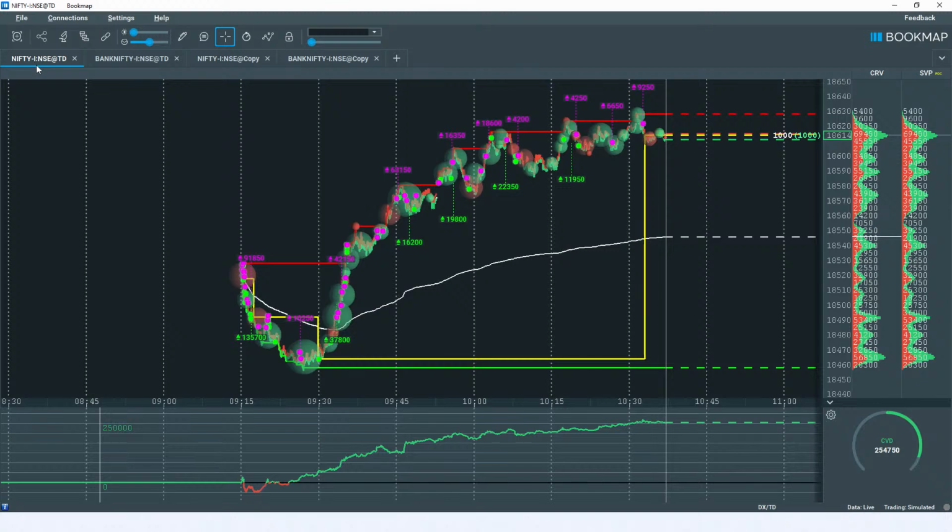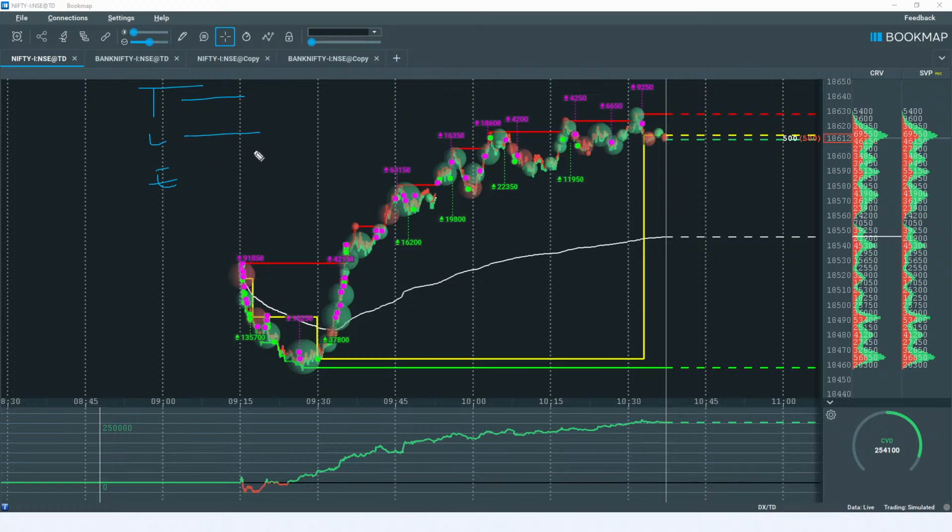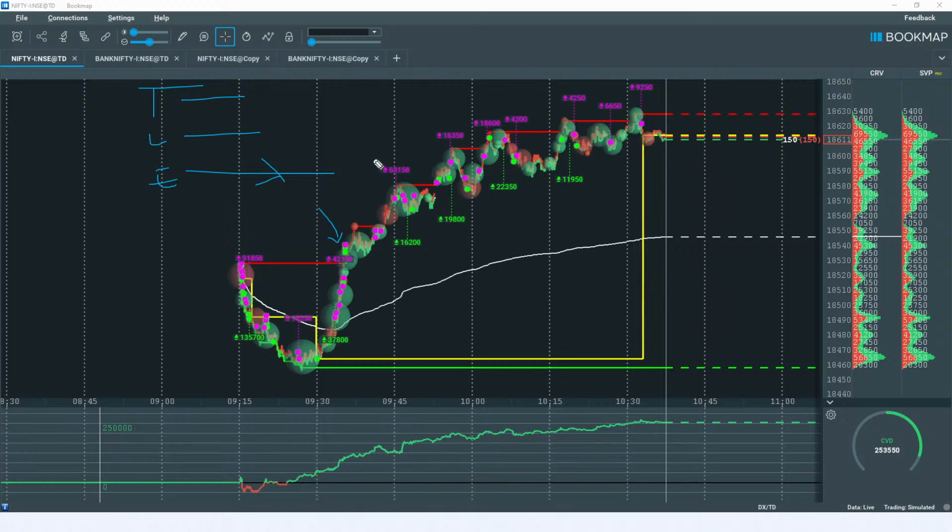Let me recall our information. So far we have discussed the time frame, the framework, TLE, where we identify the trend in the first place, and then we identify the desirable locations in the form of support and resistances, previous day high, previous day low. Then we get into the entry and exit part by using the order flow information of the Bookmap chart.